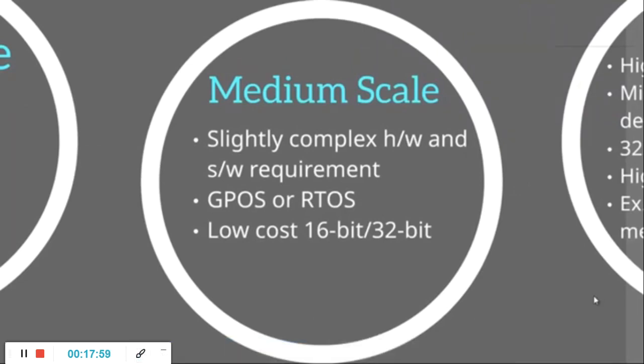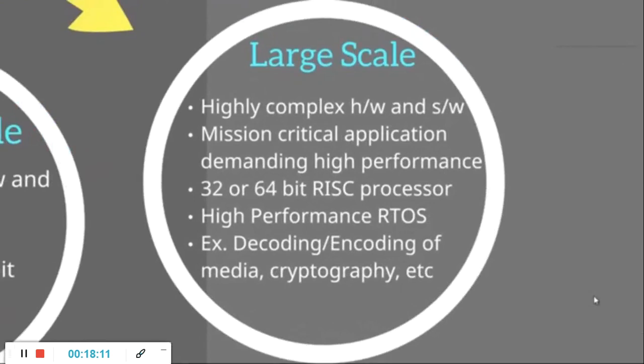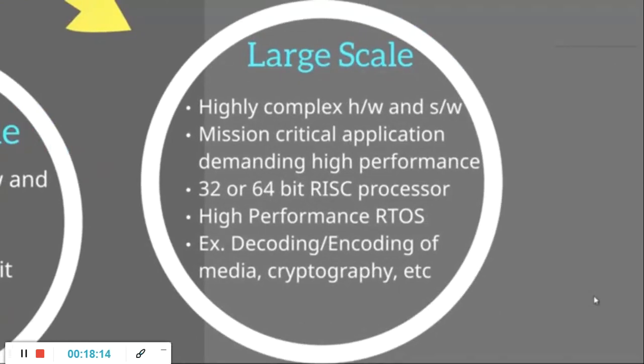Large scale embedded systems. In large scale embedded systems, both the hardware and software are highly complex. These are mission critical, thereby demanding high performance. 32-bit and 16-bit RISC processors are used here, with very advanced features. A high performance RTOS is used to meet the demands of applications. Examples for this are decoding and encoding of media, cryptography, etc.